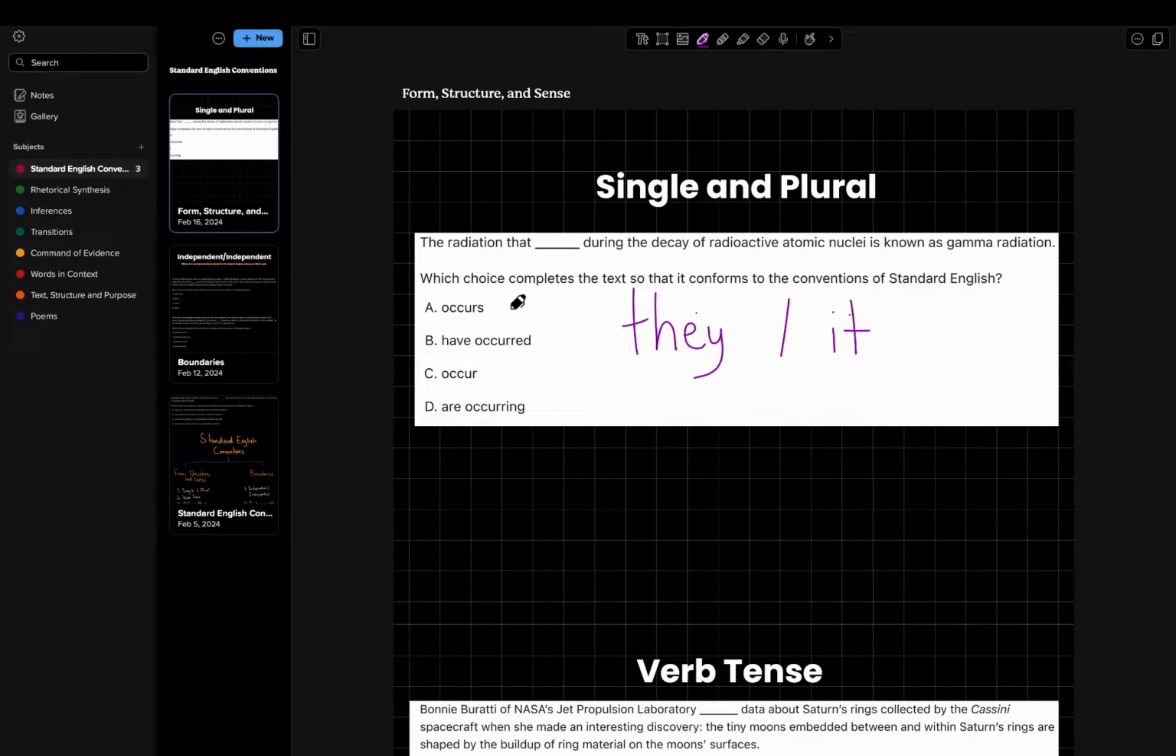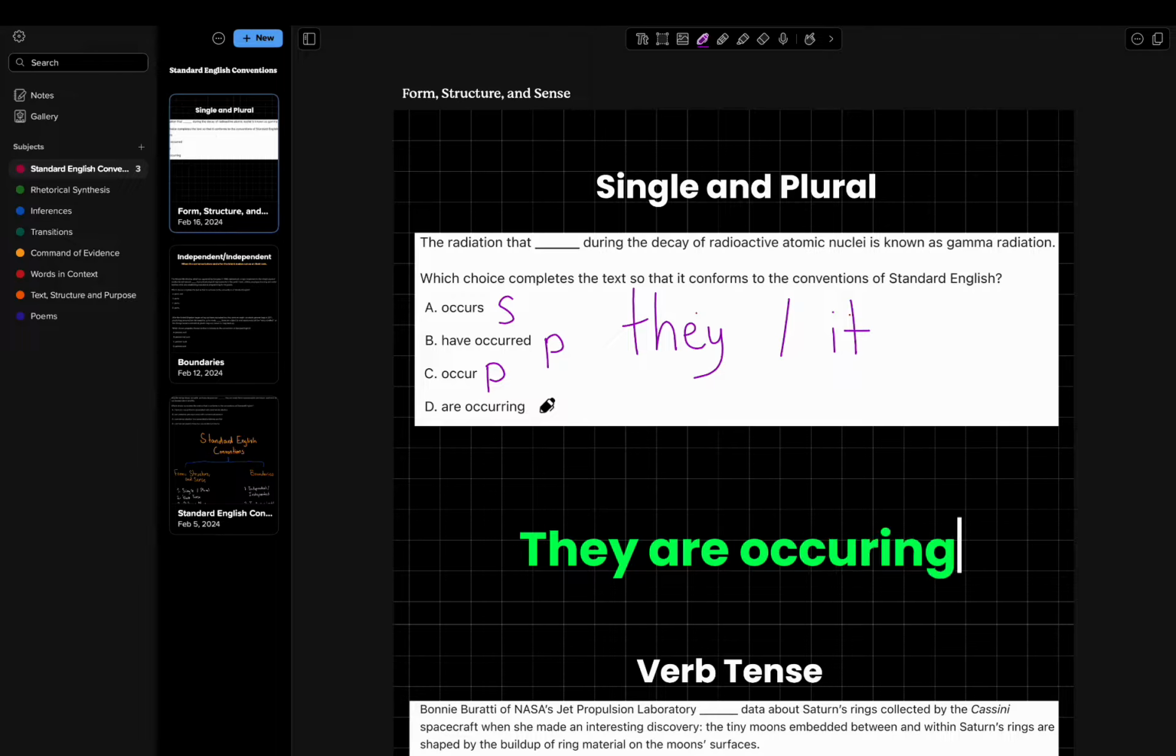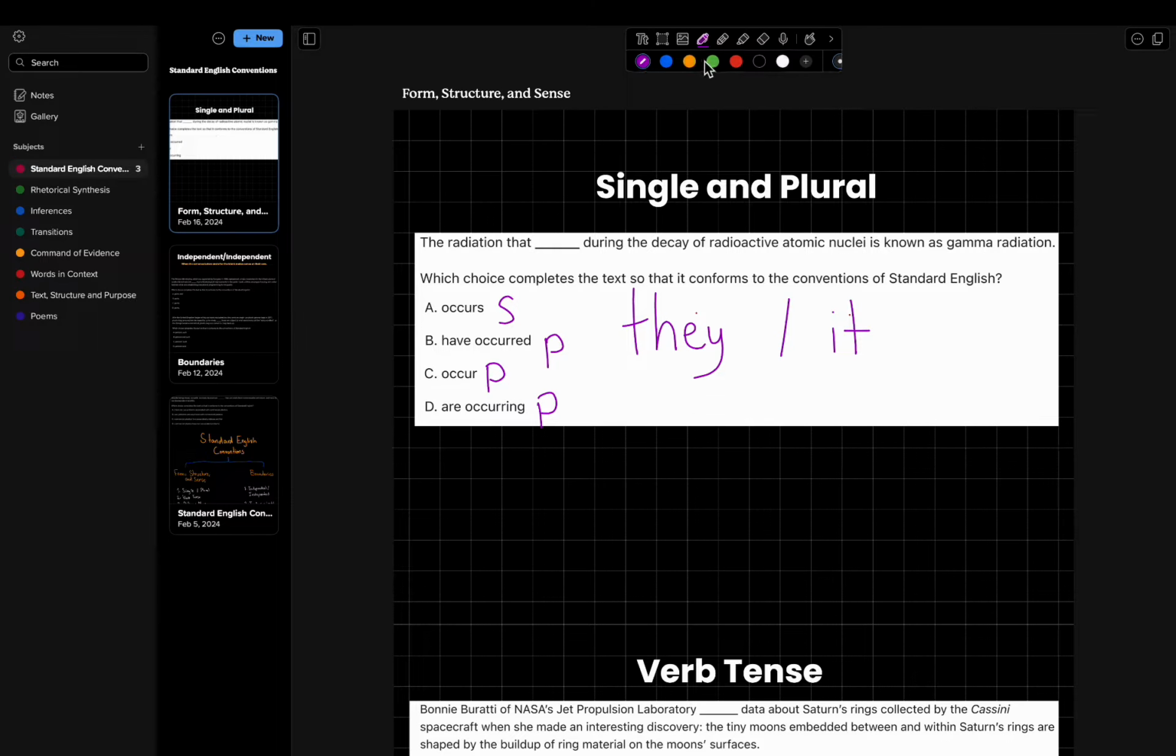Choice B, you say they have occurred, so it's plural. Choice C, they occur, so it is also plural. Choice D, they are occurring, so it's also plural. Since choice A is the only singular one, this is the correct answer.